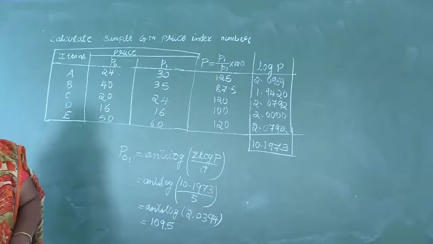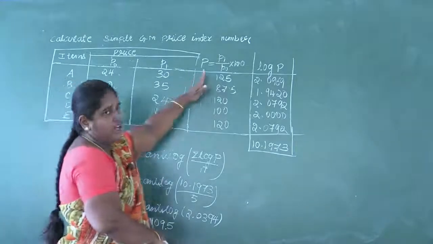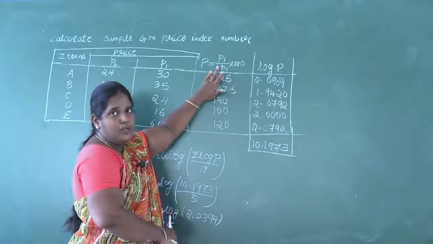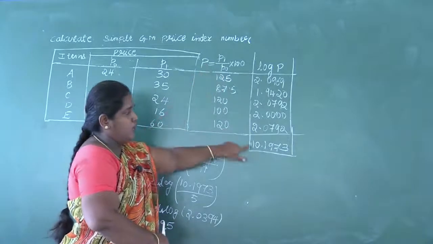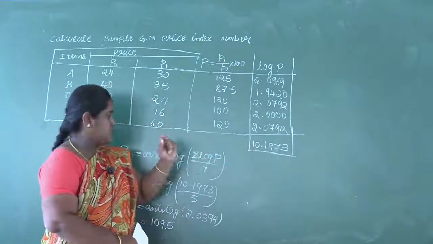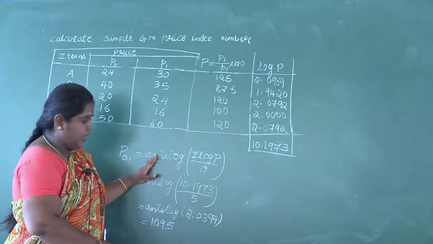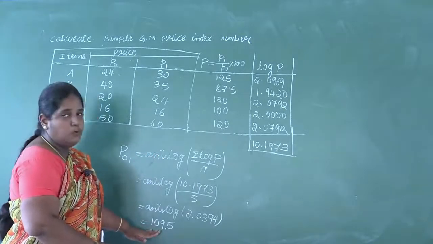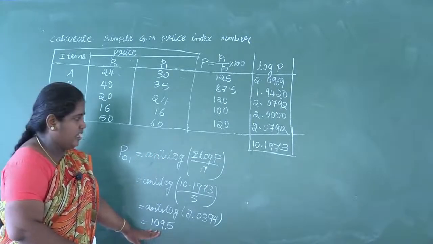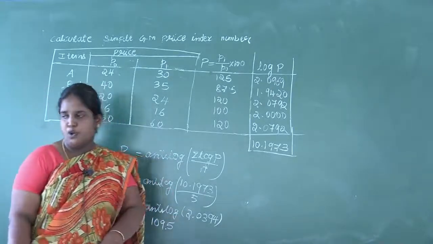So 1 mark will be for finding out P values, and 1 mark for the formula, 2, then 1 mark for the total, 3 marks, 1 mark for the formula, anti-logarithm formula, and 1 mark for the answer, 109.5. So this is a 5 marks problem.